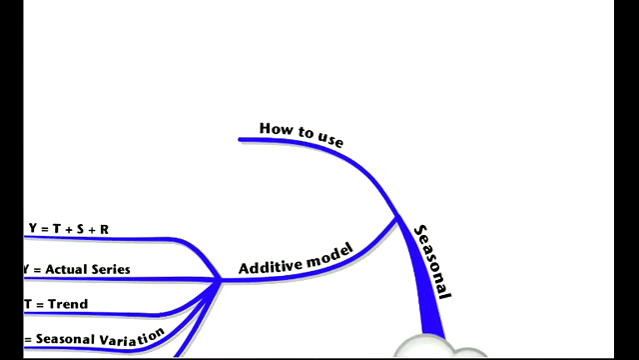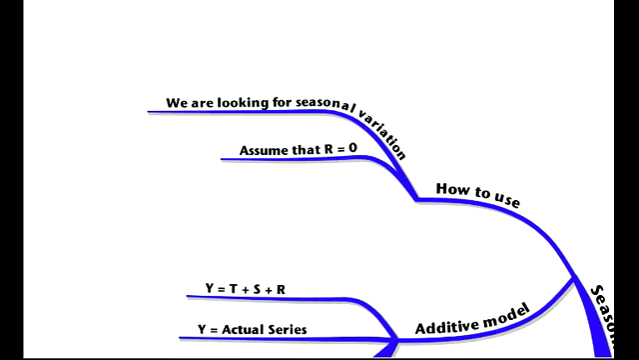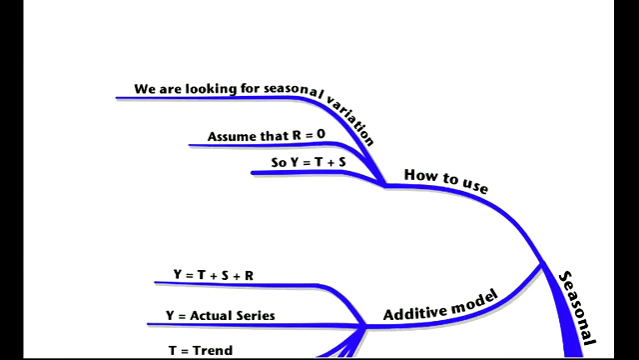So how do we use this additive model? Well, what we do is we're looking for our seasonal variation. What we're going to do first of all is assume that R is 0. Why are we doing that? Well, we can't predict R, it's random, so it's going to be very difficult to bring into our calculations, our forecasts. So let's just assume that it's 0, i.e. let's just ignore it. So leaving R out of it, we have y equals t plus s.